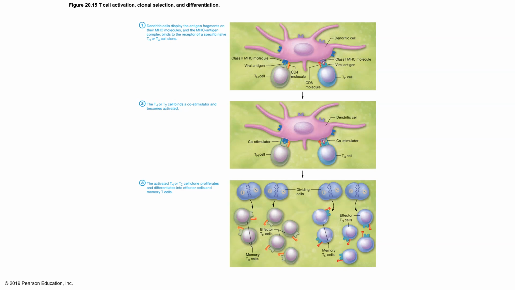You have memory cytotoxic T cells as well as effector T cells. Effector cytotoxic T cells will actually be physically involved in destroying and ingesting the invading microbe, whereas the memory cytotoxic T cells will just stay around and be dormant until there's a second exposure to the antigen.